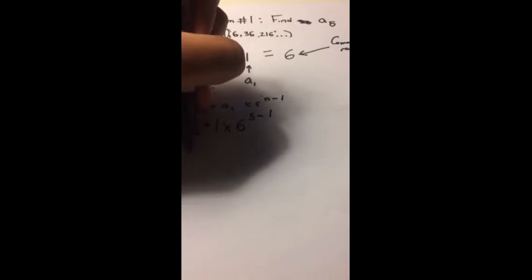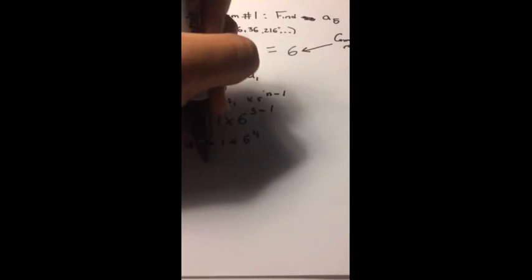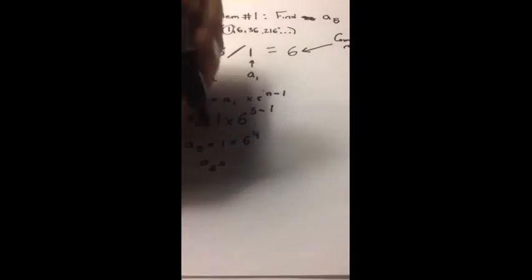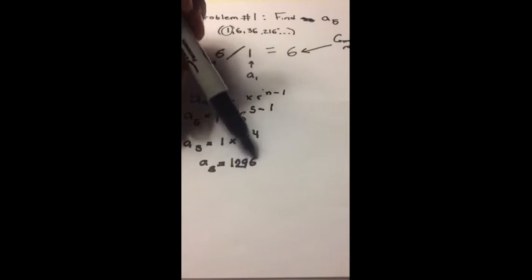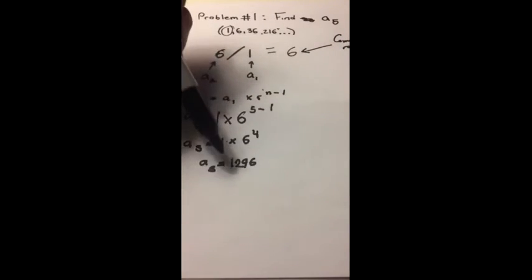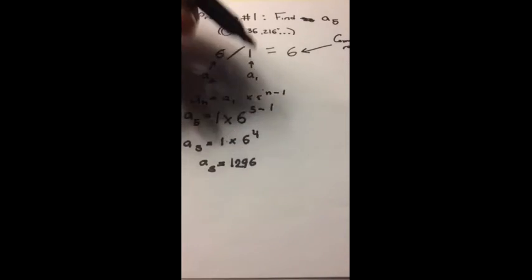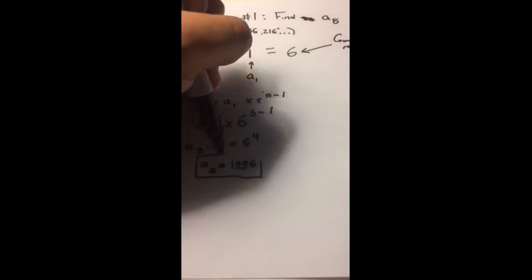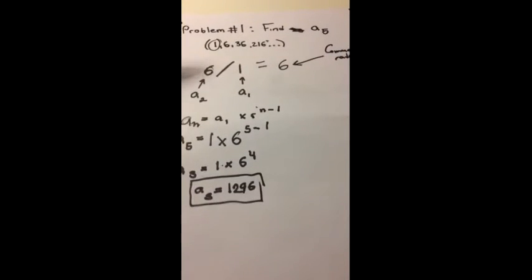Alright, so what we want to do next is subtract 5 minus 1. So it's 5, 1 times 6 to the 4th power. So a sub 5 is equal to 1,296. So what we did there was we found 6 to the 4th power, which was 1,296, and we multiplied it times 1, and we got our answer. A sub 5 is equal to 1,296. So that is how you find a sub 5.